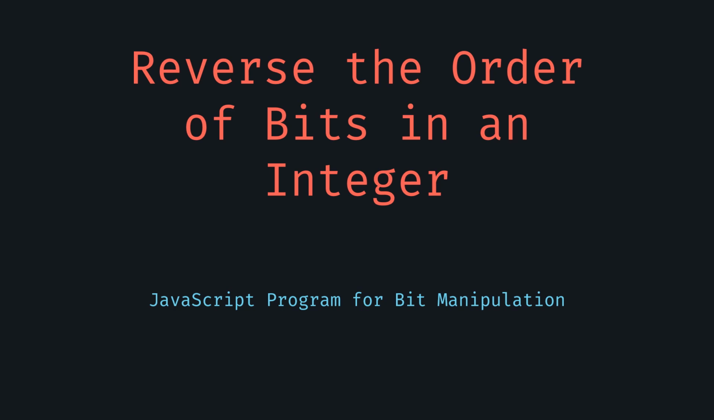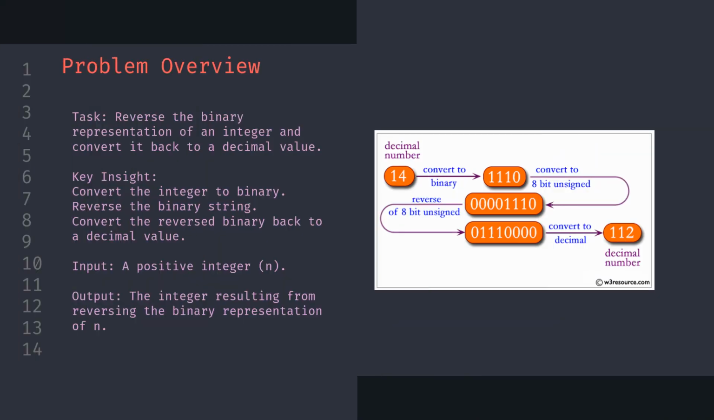In this session, we'll learn how to reverse the order of bits in an integer using JavaScript. Let's dive in. The goal is to reverse the binary representation of a number and convert it back to a decimal.